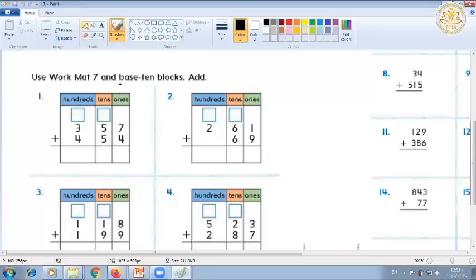In number 1, we will add the ones here. 7 plus 4 equals 11. The 11 is a 1 and a 10. We put the 1 here, and here we put the 10 I have with the tens. 1 plus 5 equals 6, and 6 plus 5 equals 11.